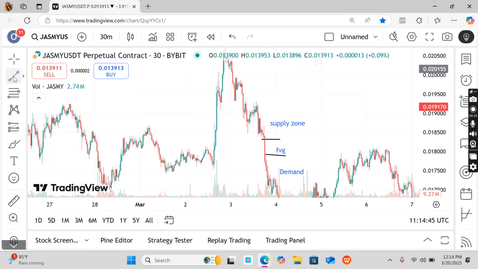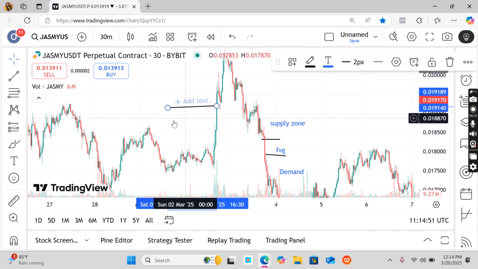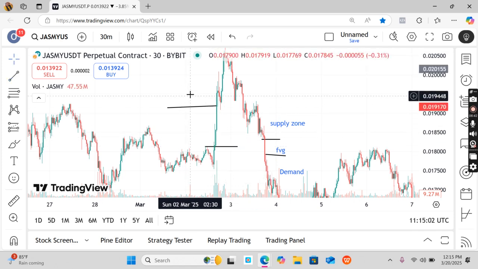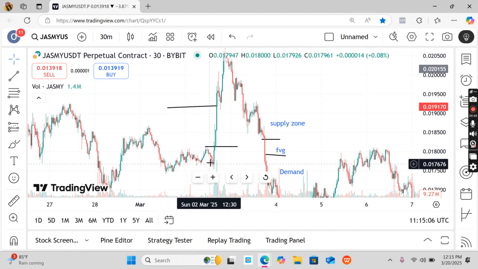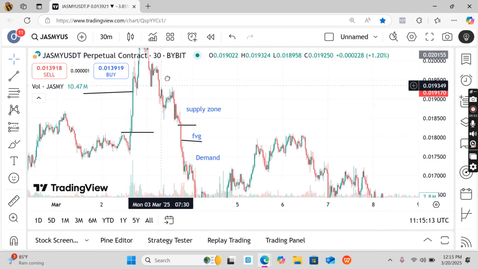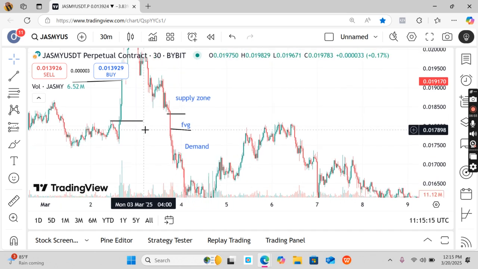So if I want to label it, I'm going to draw a line here. Look at this candlestick here, right? Good. I'm also going to draw another one here. Look at this here. Okay, this is another one. So this here is my supply zone. This is my demand zone. This space between the two is my fair value gap, right? Good. So that's basically it.